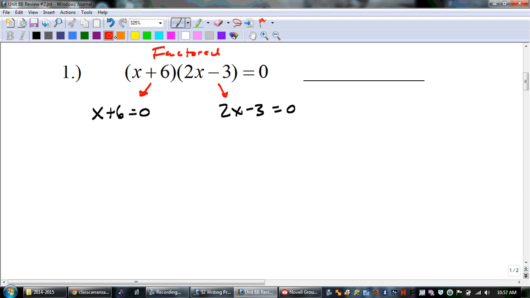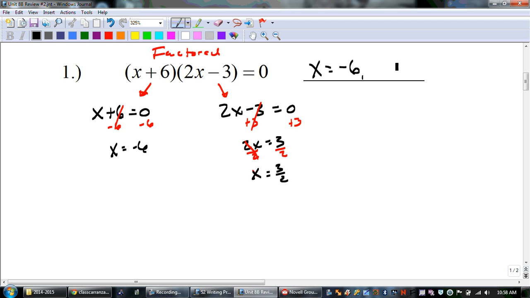And then solve. Starting with the left, you would subtract 6 to both sides, and we get that x equals negative 6. And then on the right, first thing we would do is add 3 to both sides, and we get 2x equals 3. The variable's not by itself yet, so then we would divide by 2, and we get that x equals 3 over 2. So what are our two answers? Well, x equals negative 6 and 3 over 2.